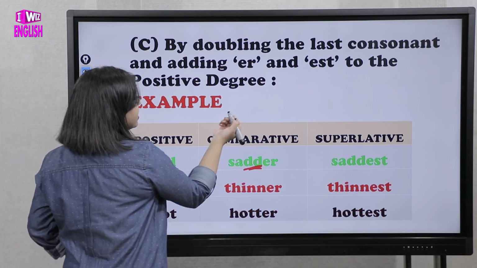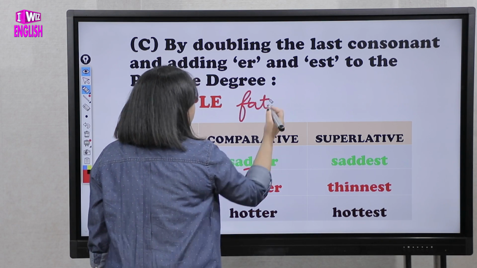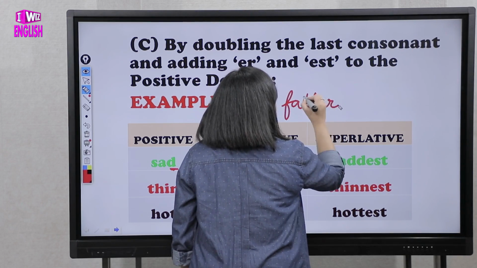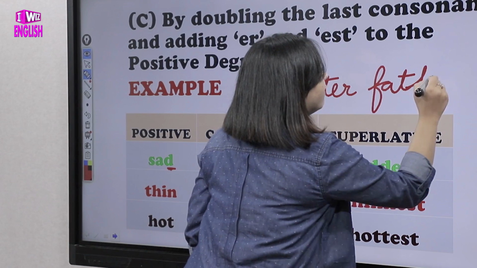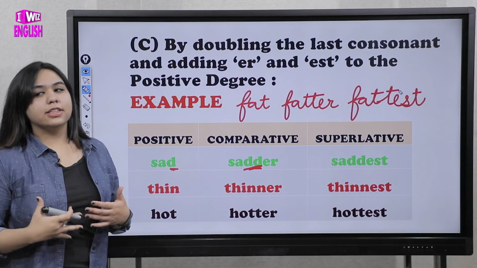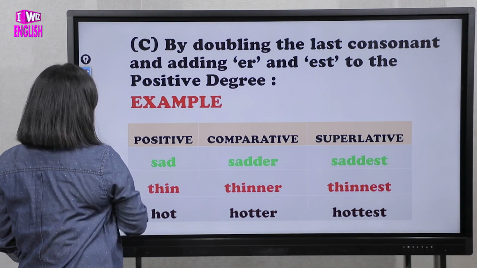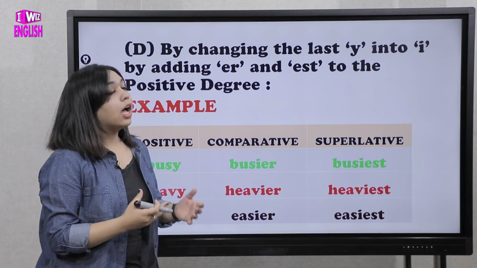Okay. Another example we can take is, let's say fat, fatter. So, it will be fat, fatter, fattest. Okay. So, I hope that this is clear to you, and now we will be moving on. Let's move on to our next way, and the way is by changing the last Y.